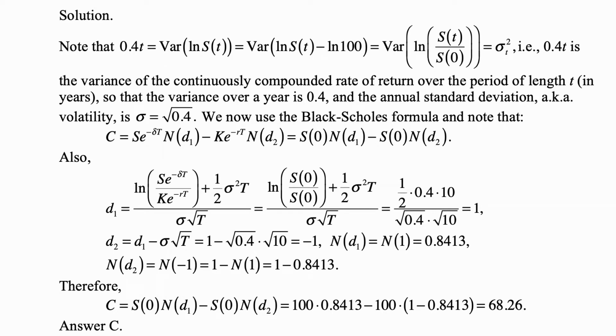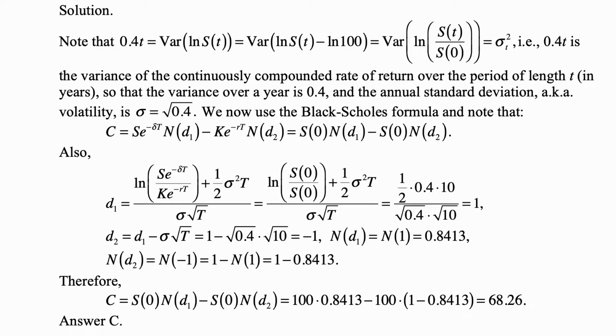And here's the solution. We note that 0.4t, which is the variance of the natural logarithm of S of t, is also the variance of the natural logarithm of S of t minus the natural logarithm of 100, because the natural logarithm of 100 is a constant. But that's equal to the variance of the natural logarithm of S of t over S of 0, because S of 0 is 100. And so that's the variance of the continuously compounded rate of return over the period of time of length t in years, so the variance over a year must be 0.4, and the annual standard deviation, so volatility, is the square root of 0.4.